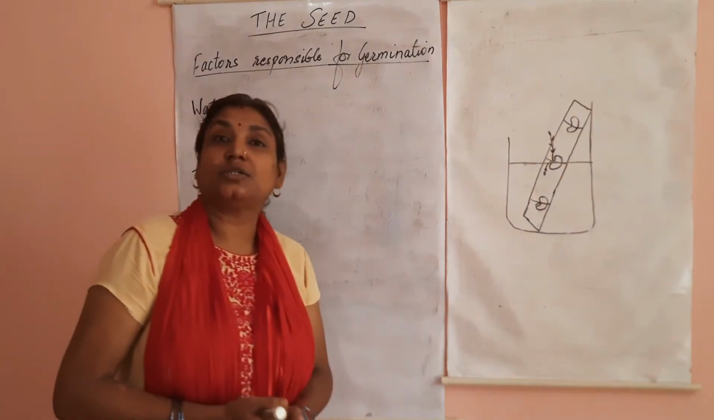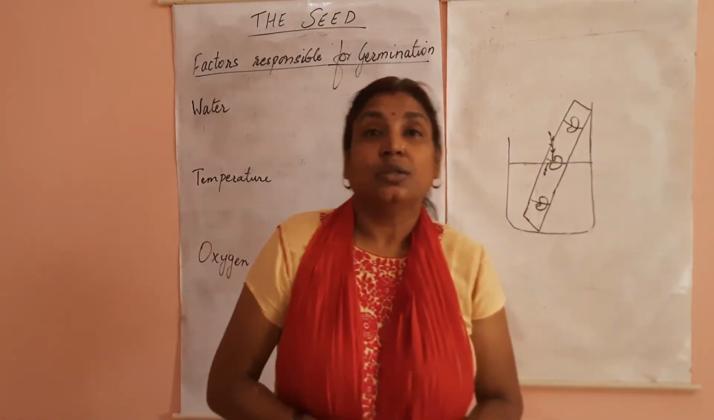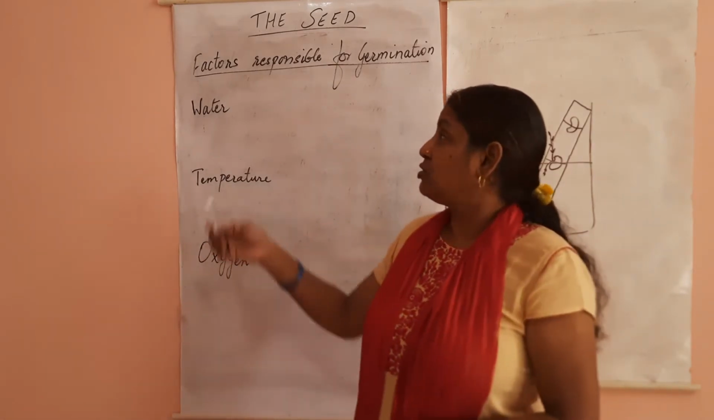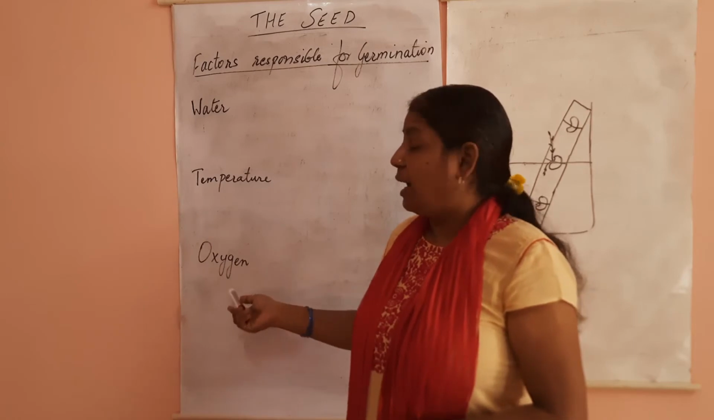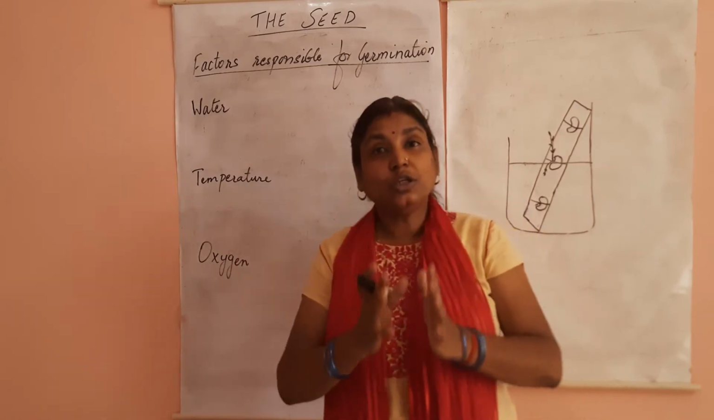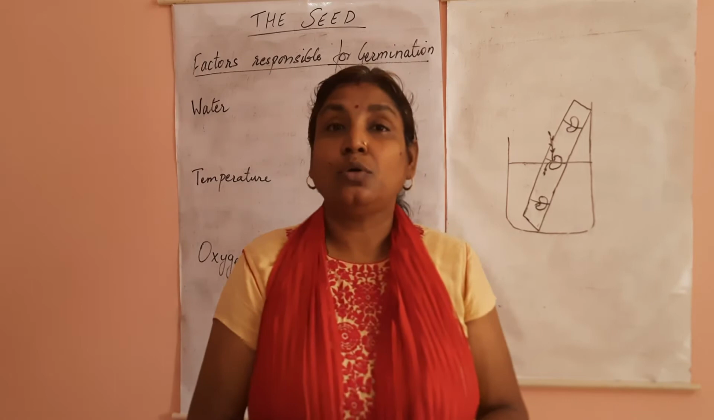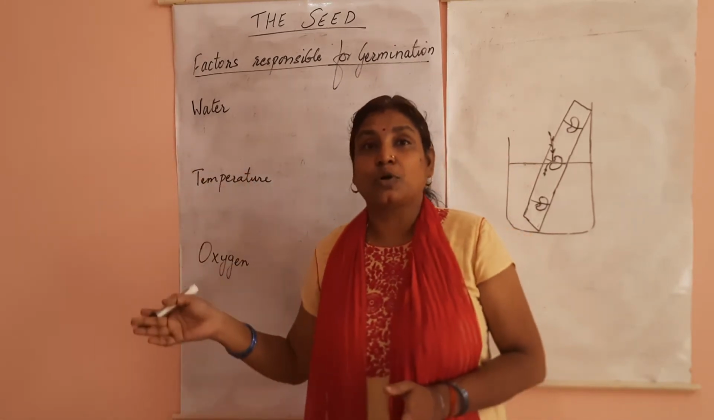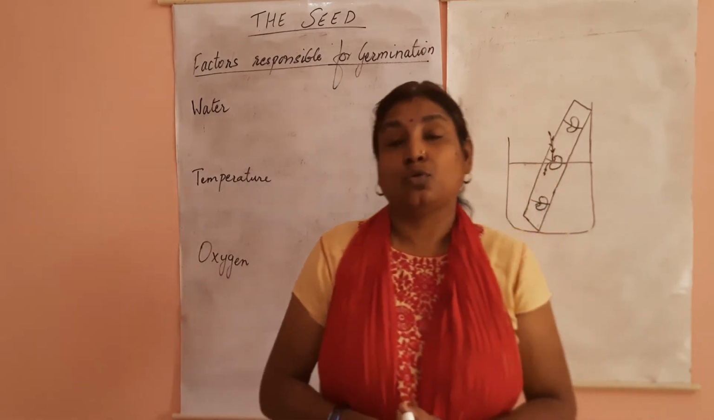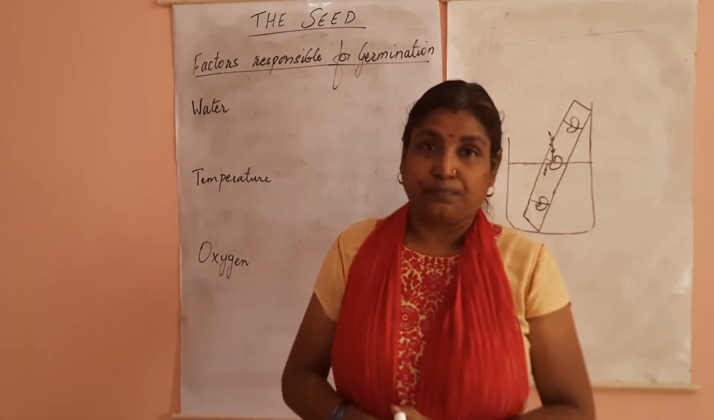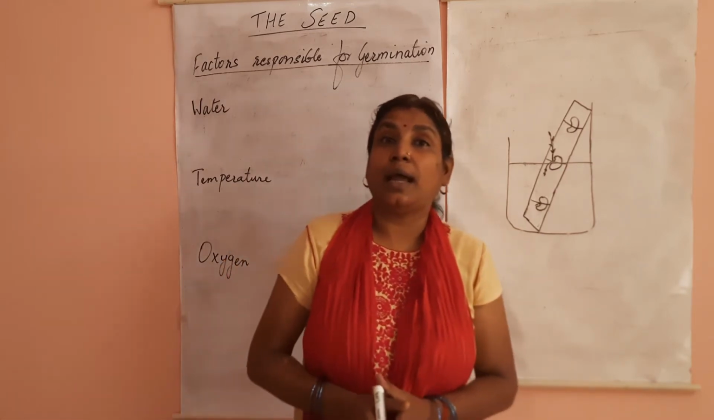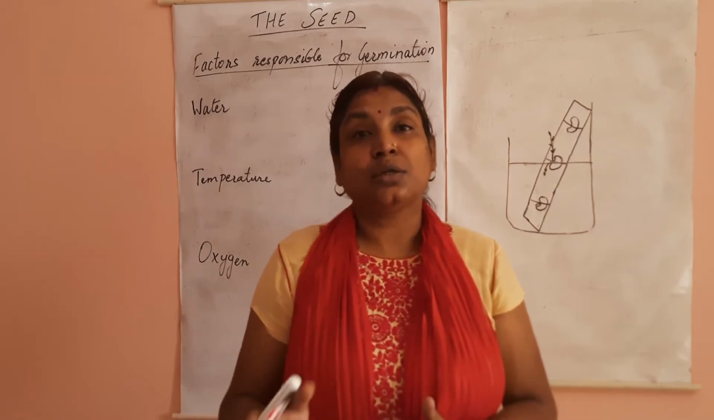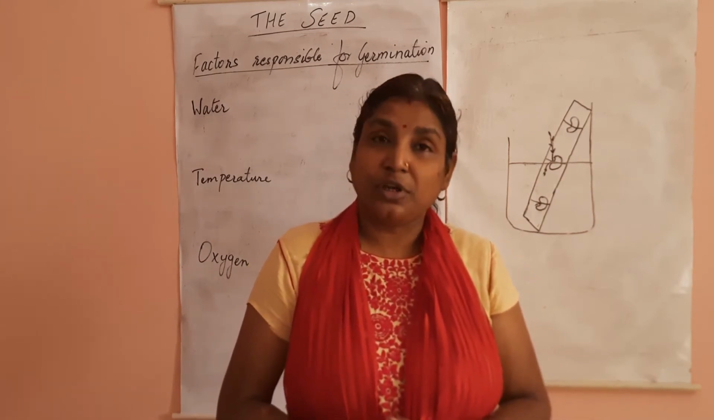Now coming to the factors responsible for seed germination. There are three important factors that are responsible for seed germination, that is your water, temperature and oxygen. If all the three are available in proper amount, the seed begins to germinate. Now how these factors are responsible and how these factors bring about the growth in seed, let's see here. As I have already said, the embryo present in the seed is in the dormant state unless and until all the favorable conditions are available.